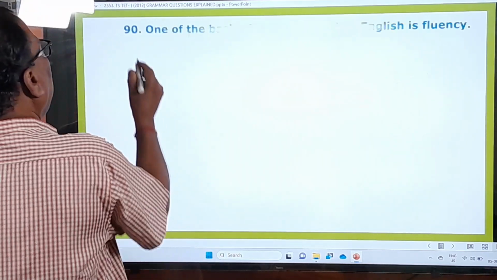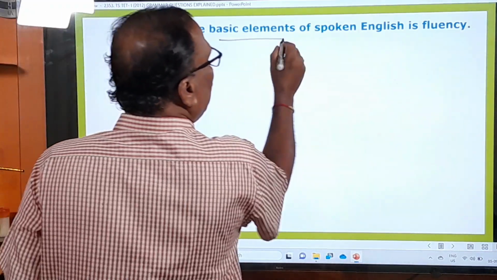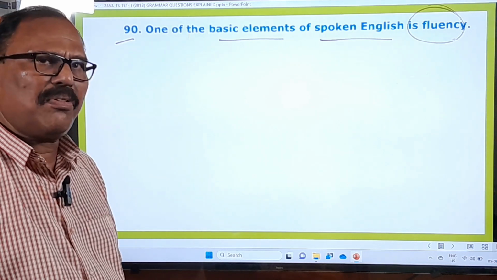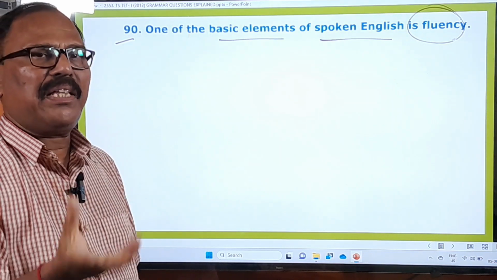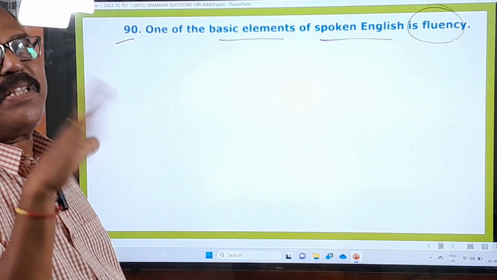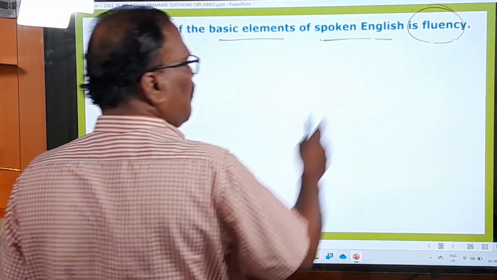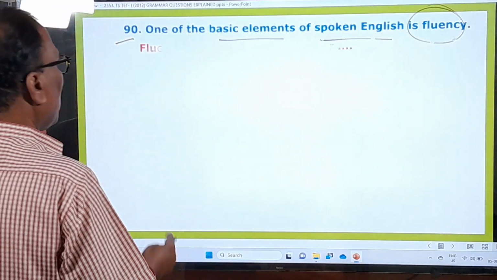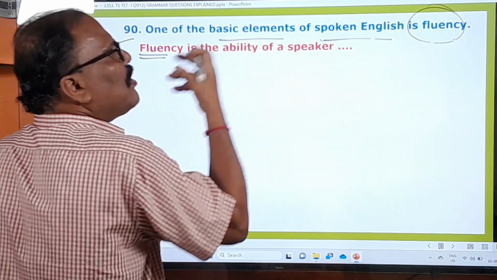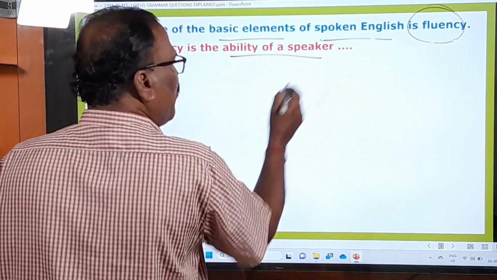Here is the 90th question, the last question. One of the basic elements of spoken English is fluency. What is the main feature of spoken English? Fluency. Whether it is grammatically correct or wrong, you should go on speaking. Speaking itself is enough. That's called fluency. The question says fluency means fluent speech, continuous speech, non-stop speaking.